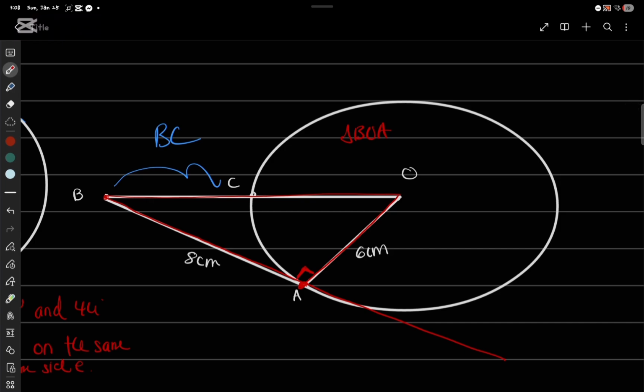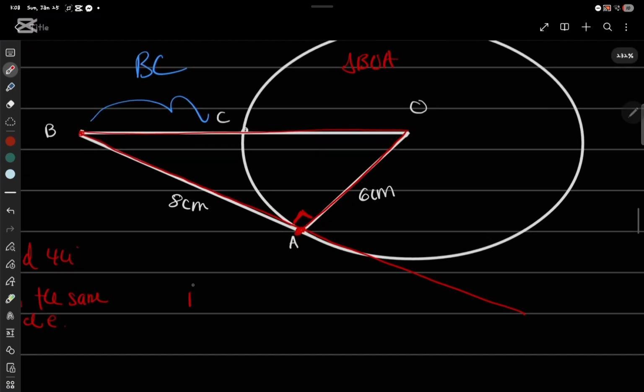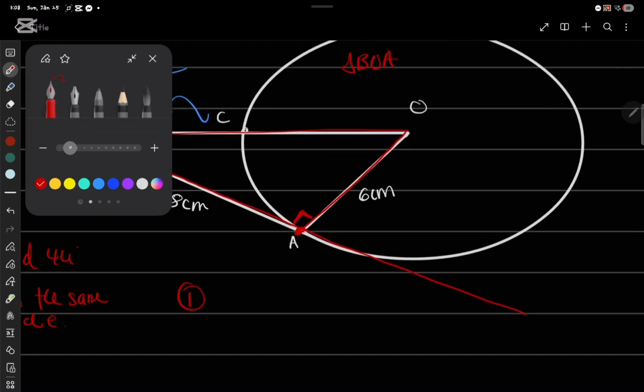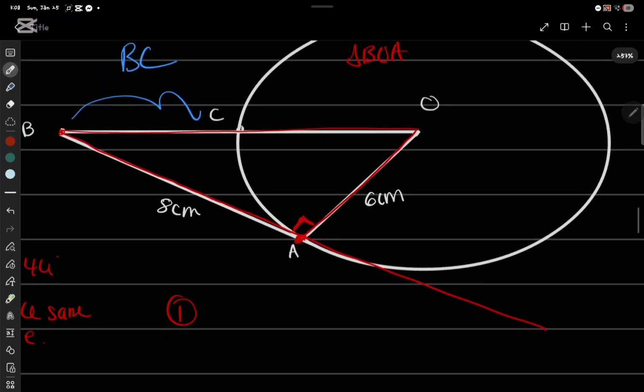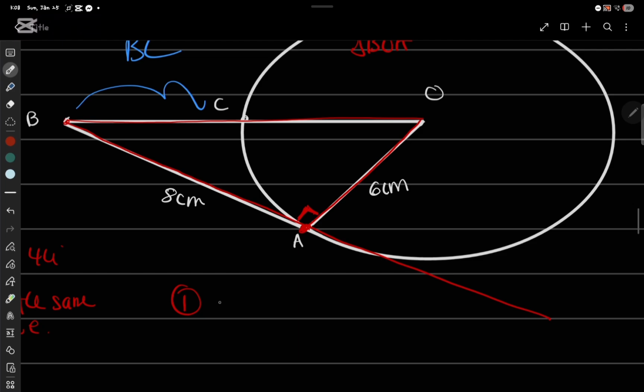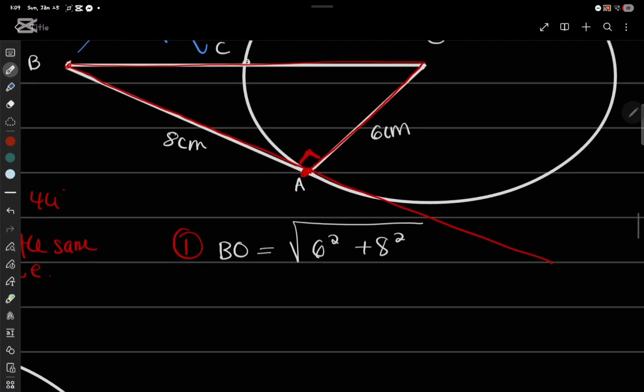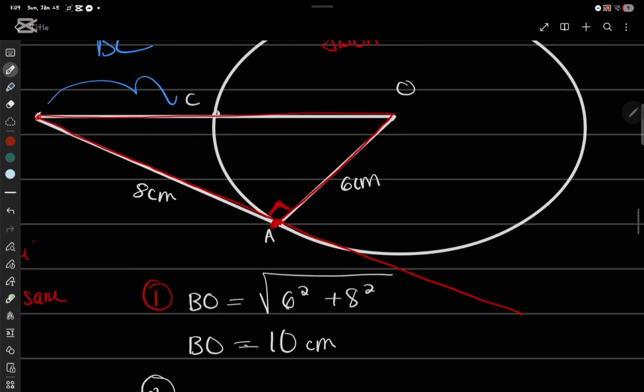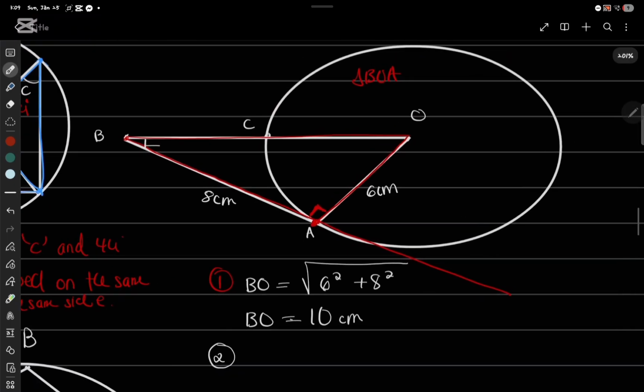So how is that information going to help us? Well, in a right triangle, we can apply what? The Pythagorean theorem, right? So we can find BO. So BO equals the square root of 6 squared plus 8 squared. Let me just plug that into the calculator real quick. It'll be 10 centimeters. Okay, so BO is 10 centimeters. This whole length here is 10 centimeters.